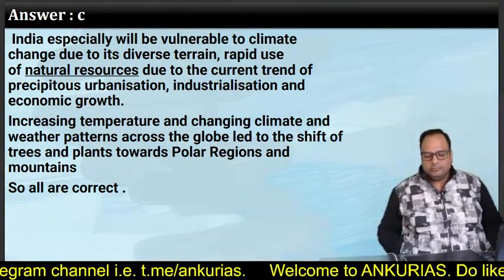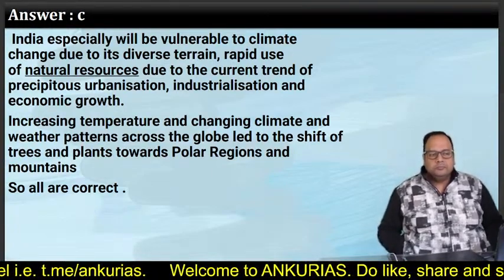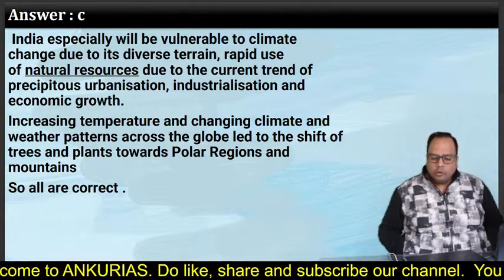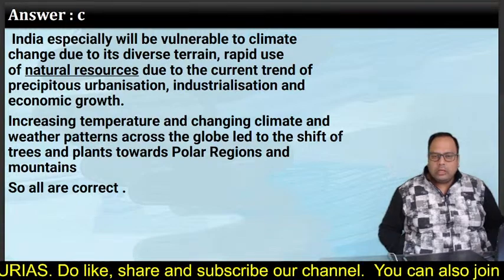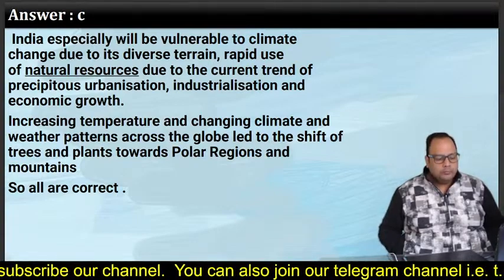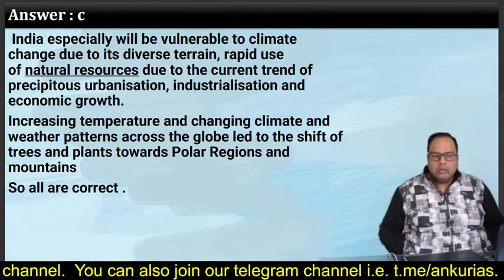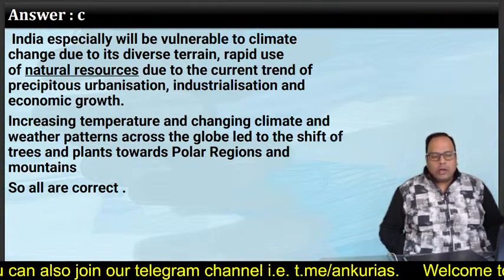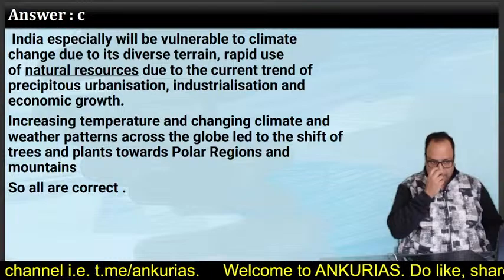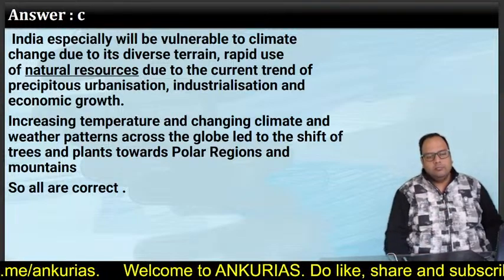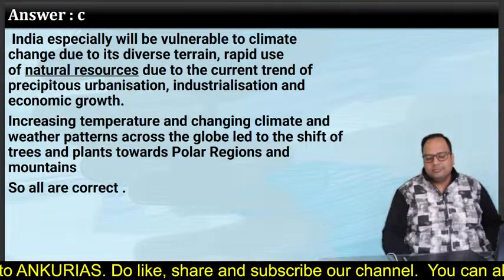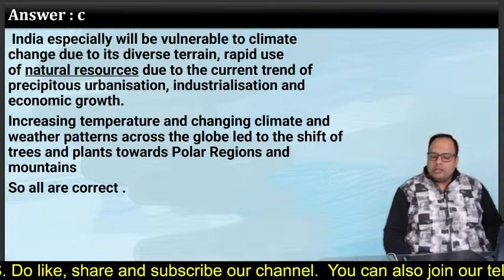Answer is C. Right, both statements are correct. Look, in the polar regions the melting of the ice is happening very fast, and in the mountain regions rainfall is reducing very fast. So what is happening is that environmentalists have now started recommending to shift the trees and the plants towards the polar regions and the mountains. Yes. Okay, so the scenarios are changing very fast.